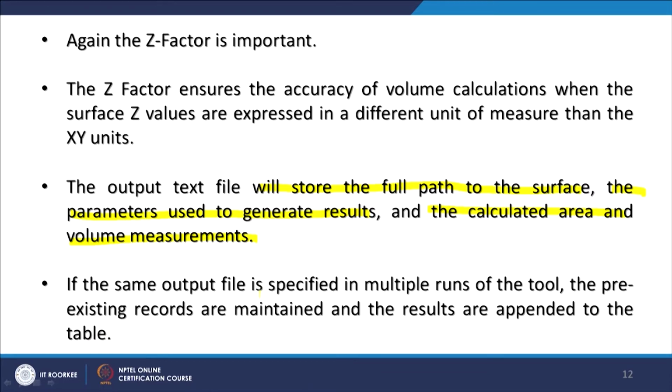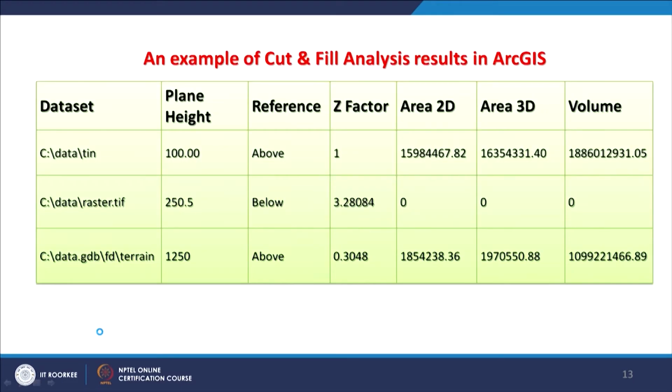So, the same output is specified in multiple runs of the tool, because the pre-existing records are maintained and the results are appended to the table by changing the height, by changing the desired level. And whatever the options available, an exercise was done by me: an example of cut and fill analysis results in ArcGIS with different Z factors, area in 2D, area in 3D, and what the volume is. So, when it is done with the TIN, this is the scenario; when it is done with the raster, this is the scenario; and again with the raster with a different Z factor and a reference below or above.